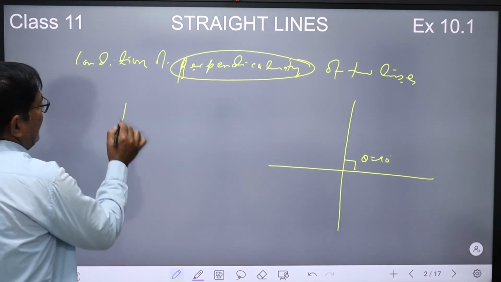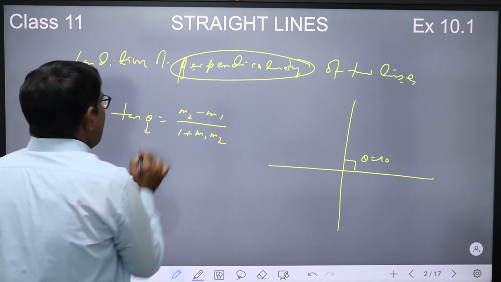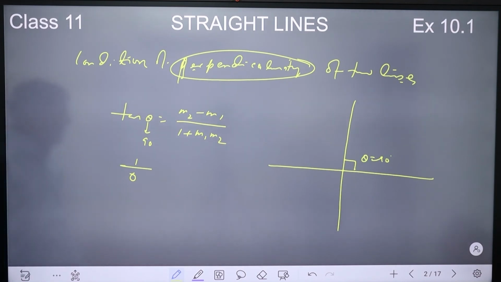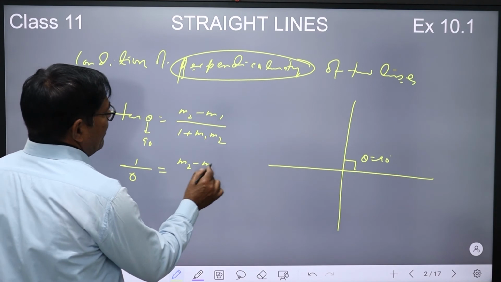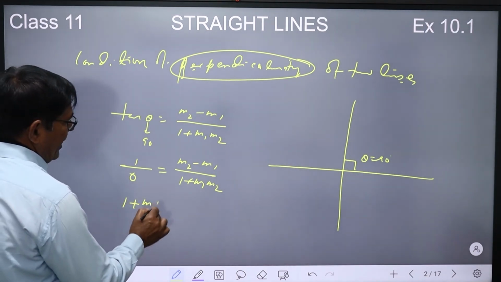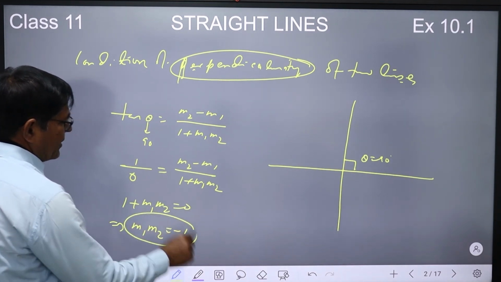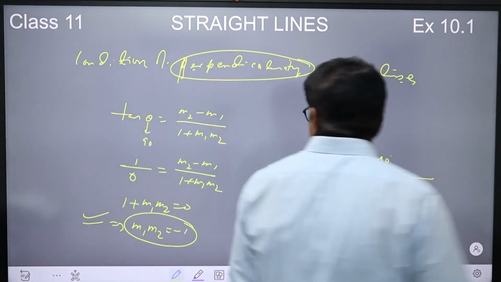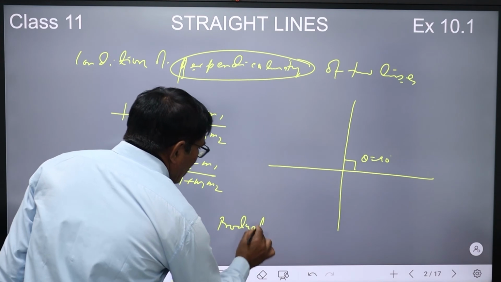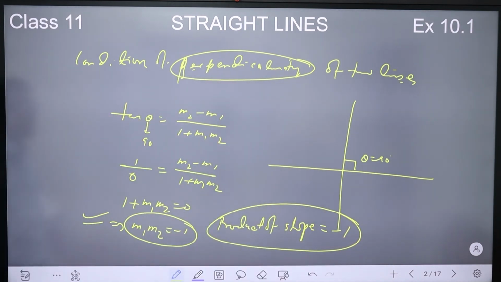So the angle between two lines is given by tan theta equal to m2 minus m1 upon 1 plus m1 into m2. अगर थीटा आपका 90 डिग्री है, then tan 90 will be infinite, or we can write infinite as 1 upon 0 mathematically, so 1 upon 0 will be equal to m2 minus m1 upon 1 plus m1 into m2. By cross multiplication, 1 plus m1 into m2 will be equal to 0, which implies that m1 into m2 will be equal to minus 1. So this is the condition of perpendicularity of two lines. That is, if the product of slopes is equal to minus 1, then the lines will be perpendicular to each other.